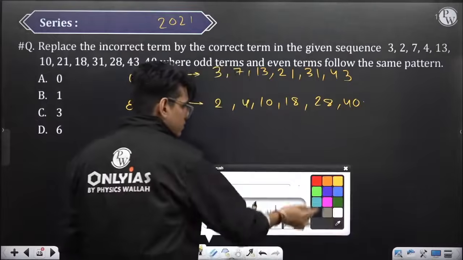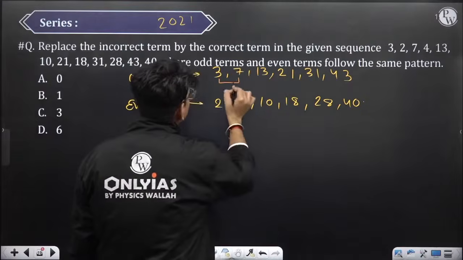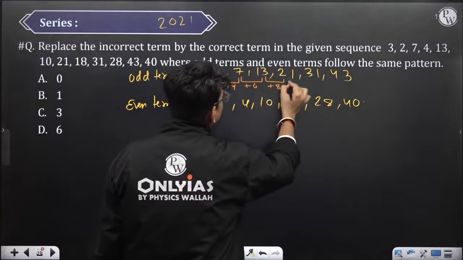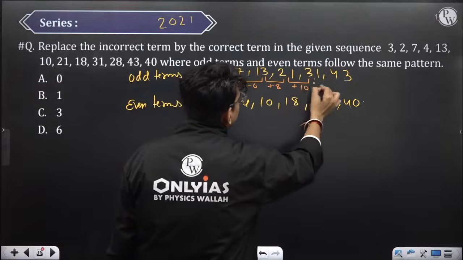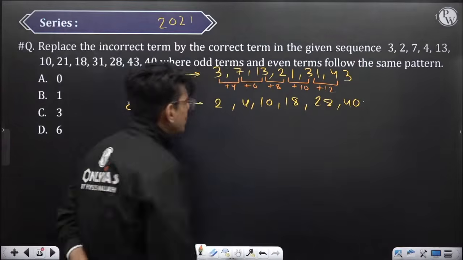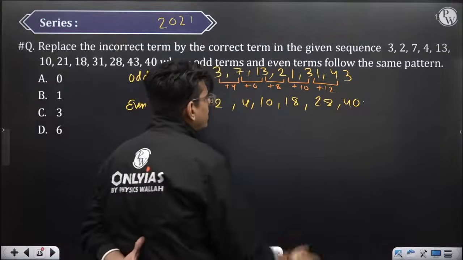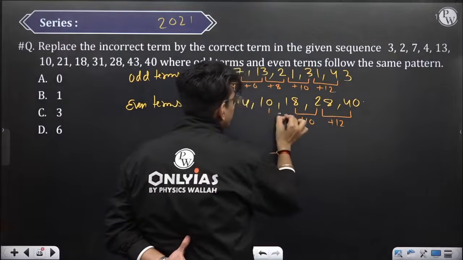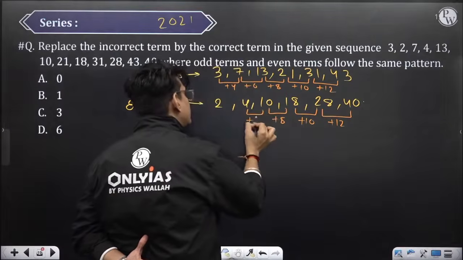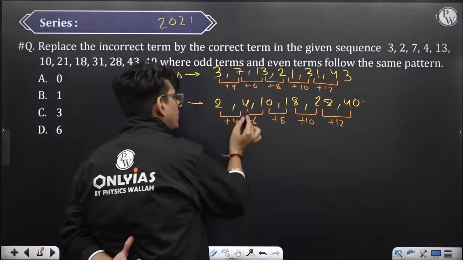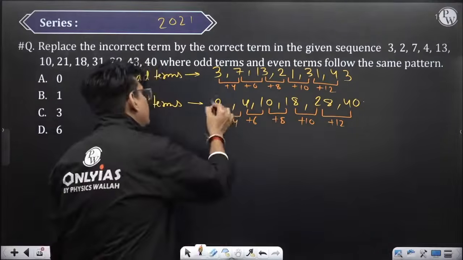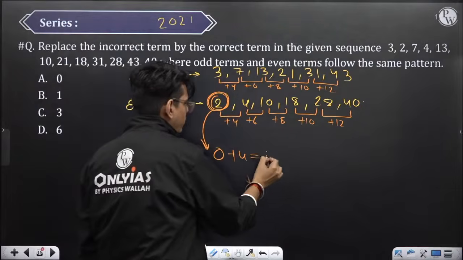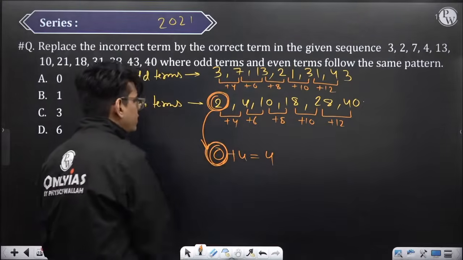So let's see odd terms first. So odd term is nothing but plus 4, this is plus 6, this is plus 8, this is plus 10 and this is plus 12. These are following the same pattern, right? This is plus 12, this is plus 10, this is plus 8, this is plus 6. This should be plus 4. If here we have 4, here we can't have 2 because 0 plus 4 is 4. So in place of 2 we need 0.